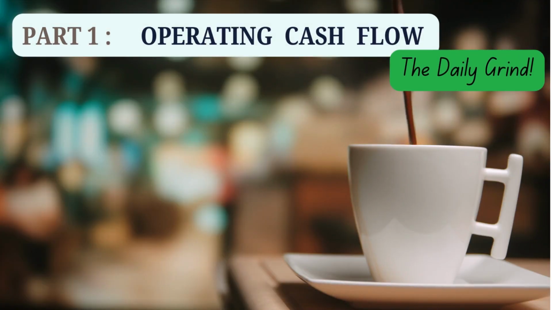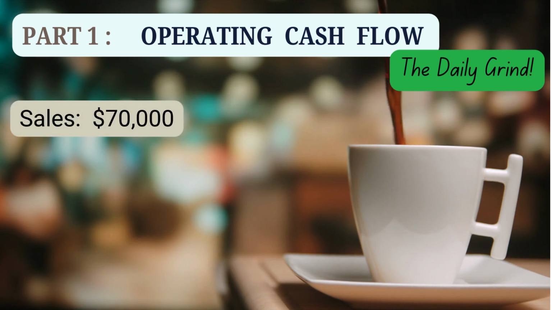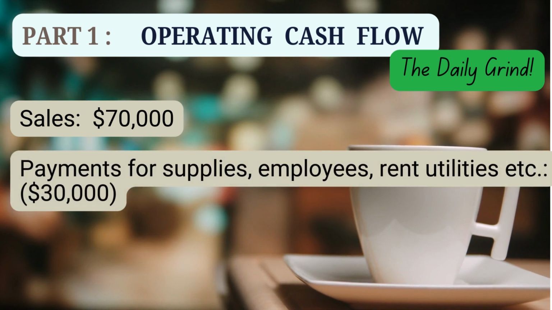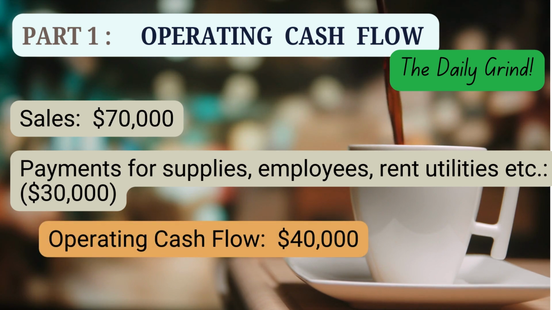Part 1. Operating cash flow. Let's say that by the end of a year, we had sales worth a steamy $70,000. But of course, running a business isn't just about sipping lattes and counting cash. We also had to make payments for coffee beans, rent, utilities, etc., totaling about, say, $30,000. This is cash out and is noted within brackets. The brackets indicate a negative value. So after these expenses were paid out, our net operating cash flow was $40,000.